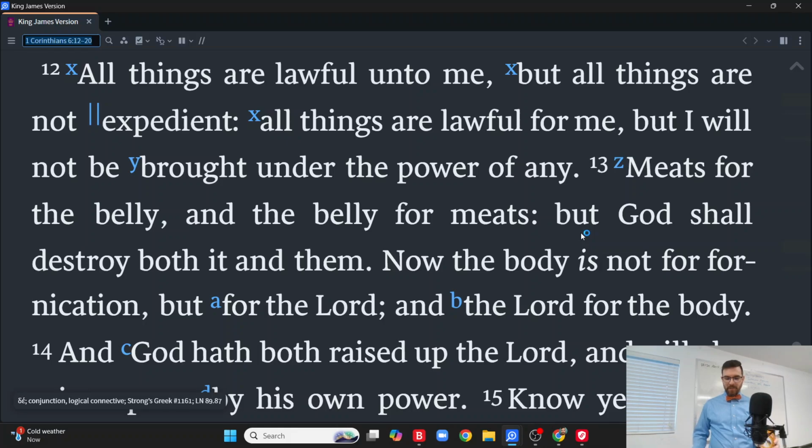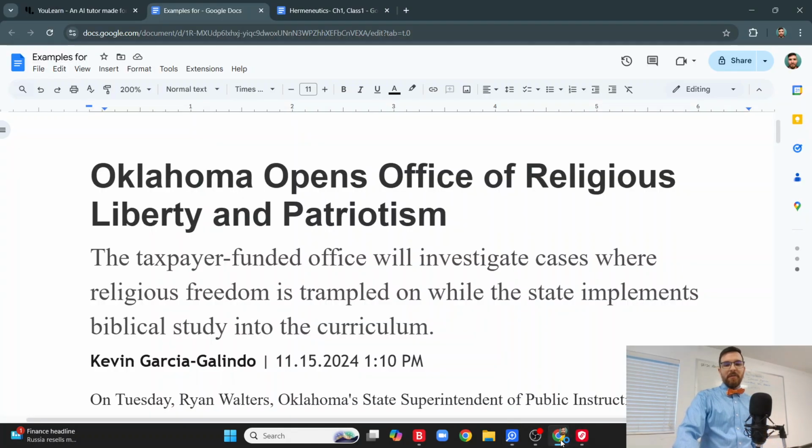Are you typically aware of the hermeneutical process that you utilize to understand an article that you might read? It's probably not, at least not here. So I grabbed an article. This is a very recent one. It was written on the 15th. This is from reason.com, and it's a libertarian political leaning website. Oklahoma opens Office of Religious Liberty and Patriotism.